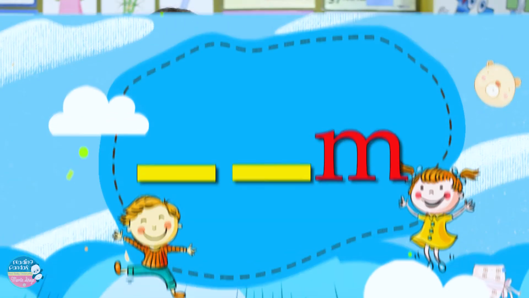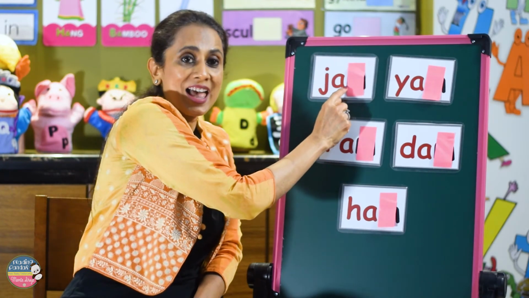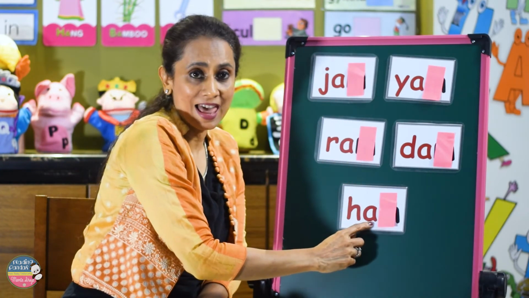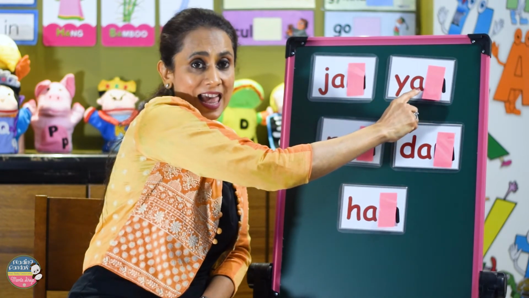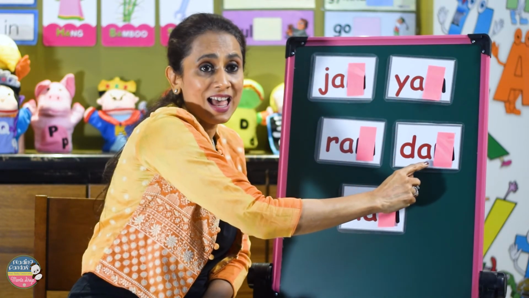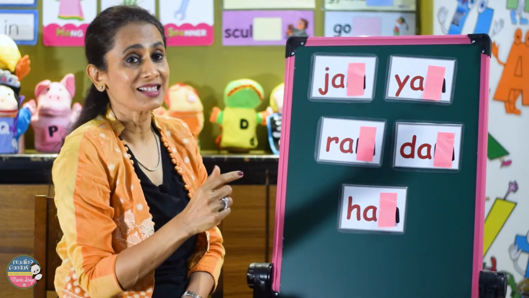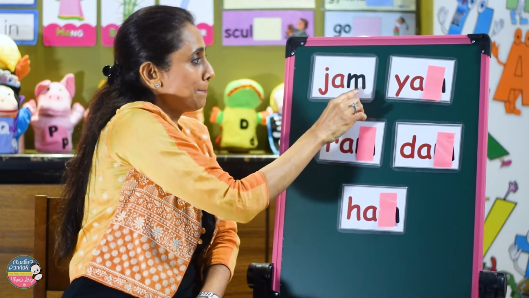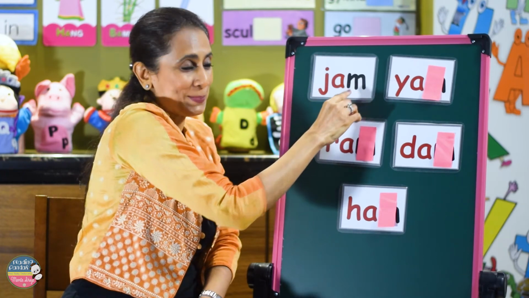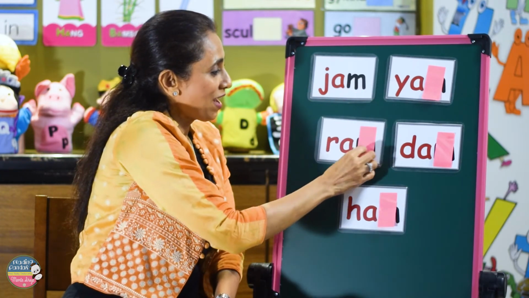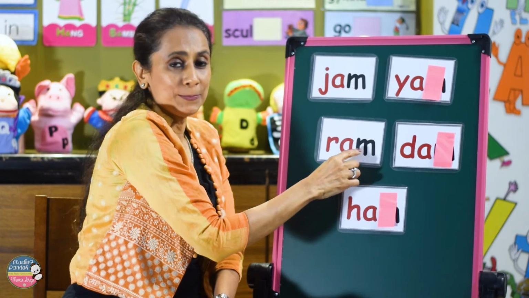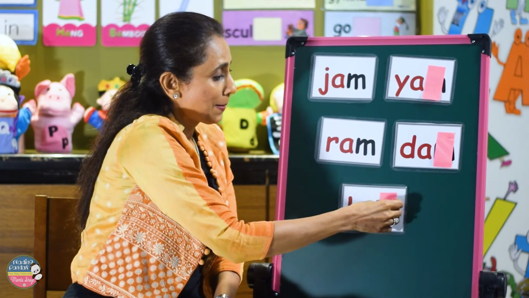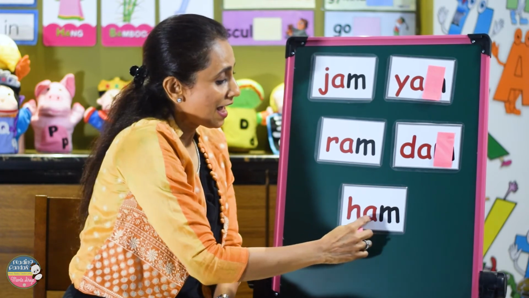Now let's continue. Ja, ra, ha, ya, and da. And now let's get in the last sound. Ja, jam. Ra, ram. Ha, ham.